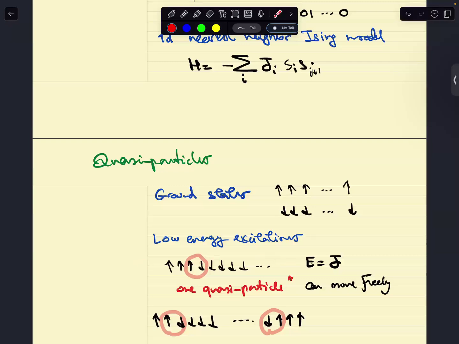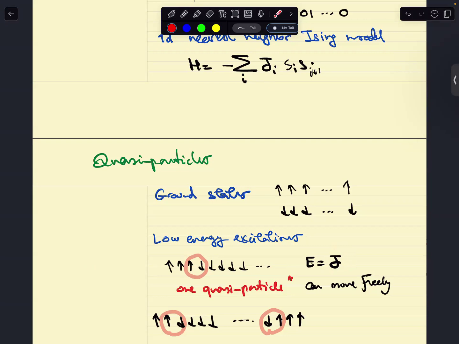If you want to make an excitation, what are the excitations you could make on this? Well, you just flip one spin. To the left of this is all up. To the right of this is all down. And this is a quasi-particle. The energy of this is E equals J because you just violated one of these conditions, right?